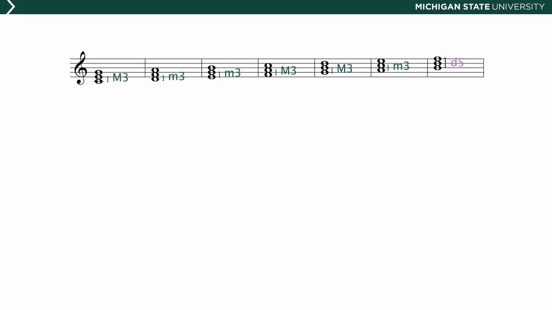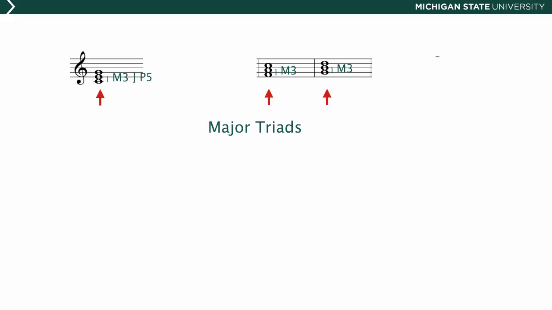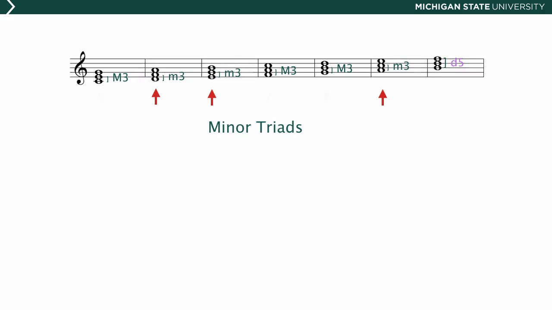The triads with perfect fifths as their outer intervals differ from each other in the size of the third above the root. 3 of the triads have major thirds, 3 of them have minor thirds. The triads with major thirds and perfect fifths are called major triads. The triads with minor thirds and perfect fifths are called minor triads. And the triad with a diminished fifth and a minor third is called a diminished triad.